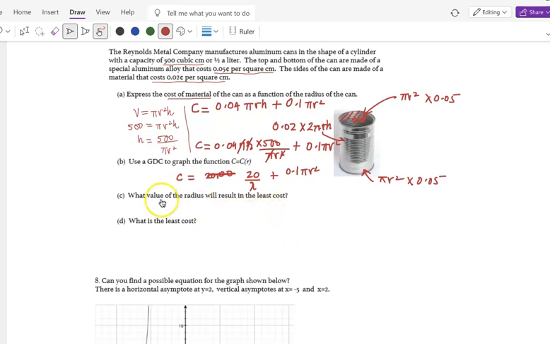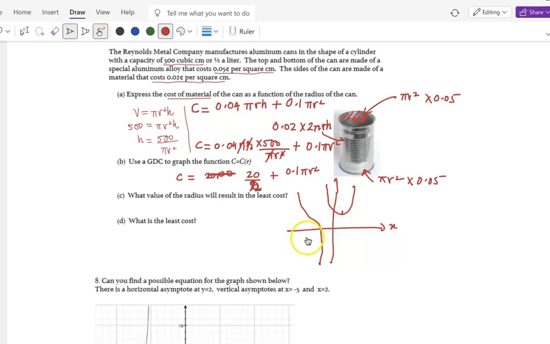Okay. So least cost. Graph this on your calculator. 20 upon x plus 0.1 pi x square. Standard won't show you, just zoom out, zoom auto or zoom fit, something like that. So you're getting something like this. And then you find a minimum cost. Least cost we want.